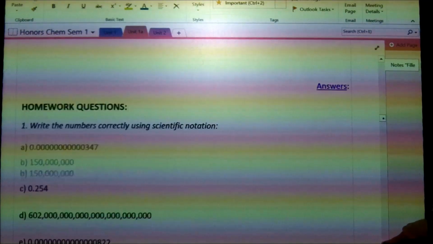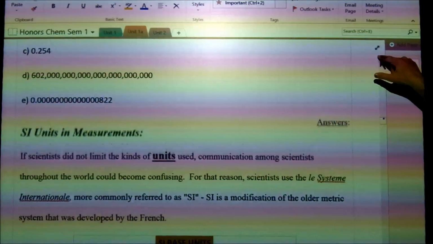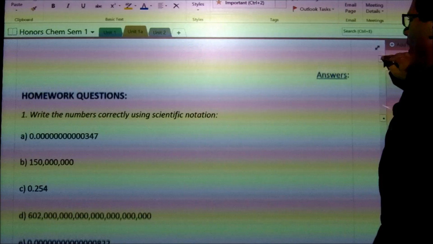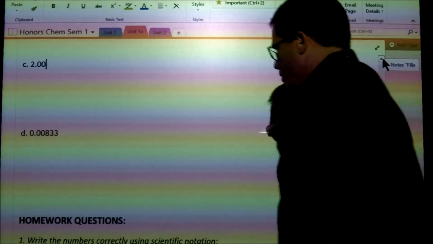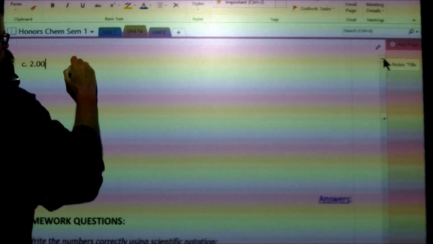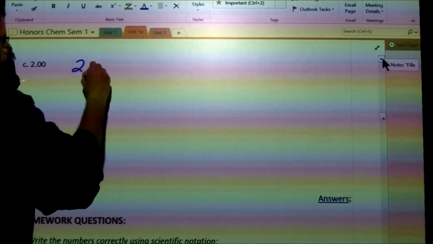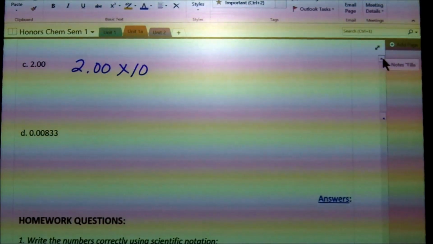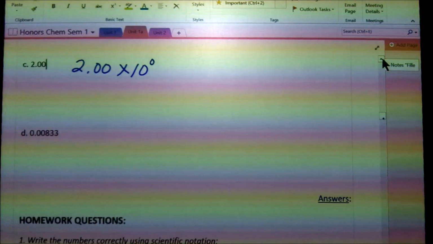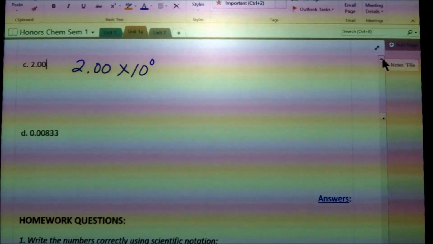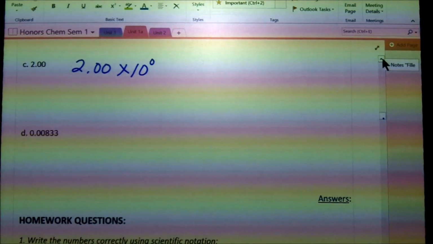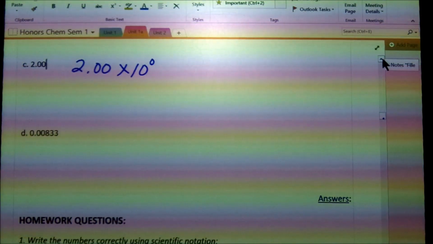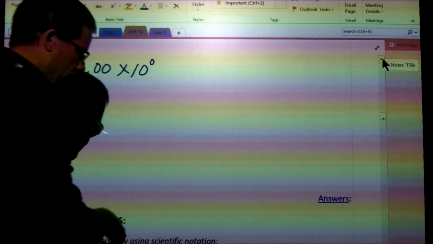Okay. What would C be? How would you write C in scientific notation? 2.00 times 10. How many times do you move the decimal? 0. Anything to the 0 power is equal to 1. Okay? Anything to the 0 power is equal to 1. Even units. So when you get into AP chemistry and we have a unit with a 0 on it, it goes to 1. The unit goes away. Okay?